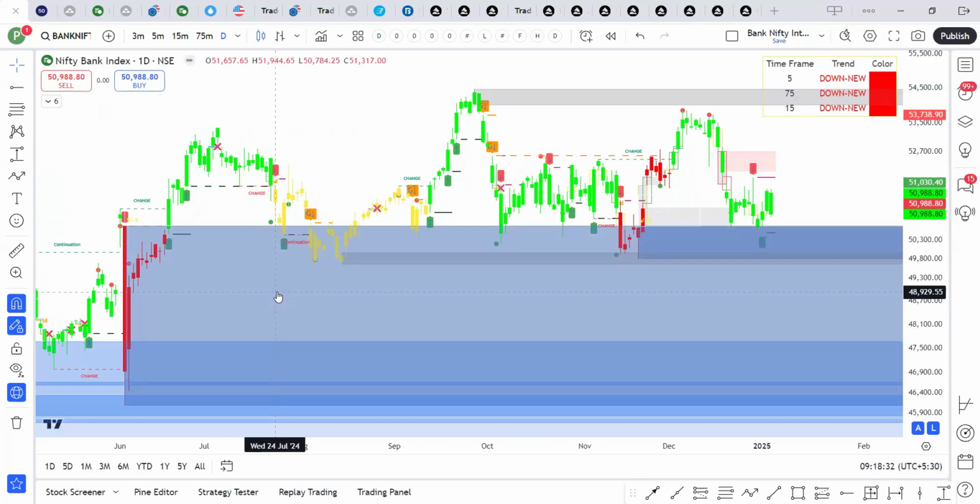Another thing on this daily frame, I think the down forces are very powerful, and yet the daily candles are not supportive to any trend.